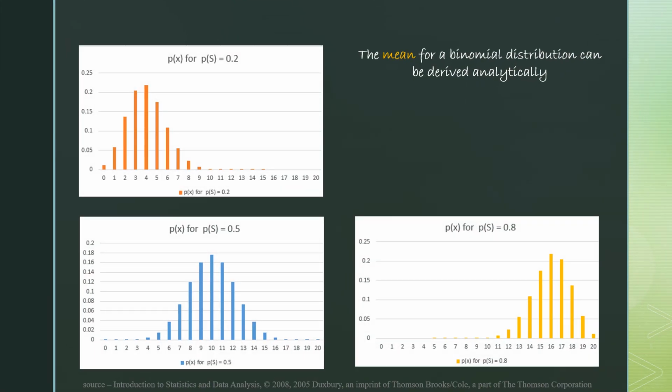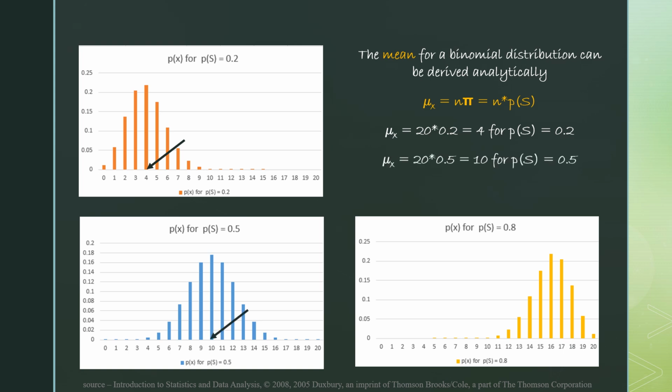The mean for a binomial distribution can be derived analytically as mu of x equals n multiplied by pi, which equals n multiplied by probability of success for the population. Accordingly, mu of x equals 20 multiplied by 0.2, which equals 4, for probability of success equals 0.2. Mu of x equals 20 multiplied by 0.5, which equals 10, for probability of success equals 0.5. And mu of x equals 20 multiplied by 0.8, that equals 16, for probability of success equals 0.8.